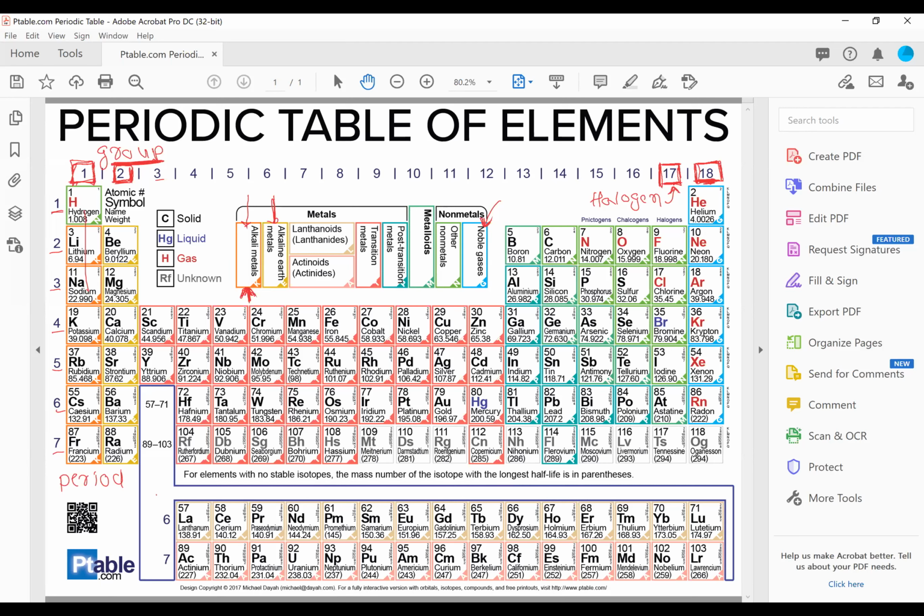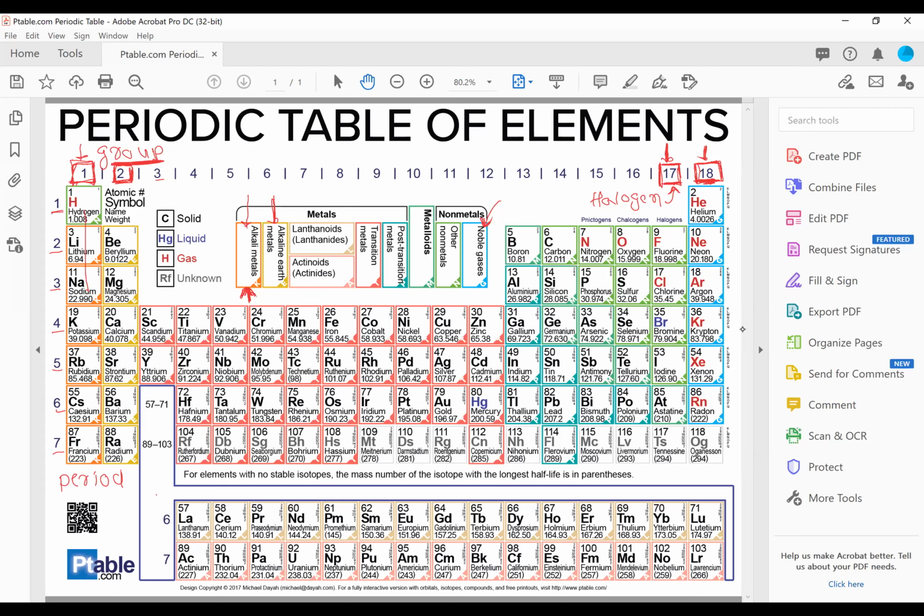But at least in the periodic table that you're seeing right now, the second to the last group is called halogen. The last group is called noble gas. The first group is called alkali metal. The second group is called alkaline earth metal. Do you understand, everybody? So these are the four names you should remember.